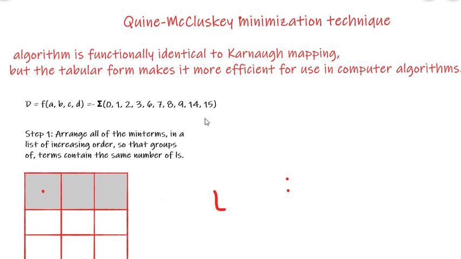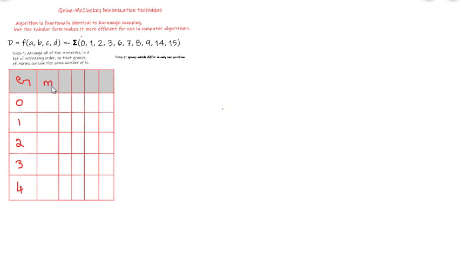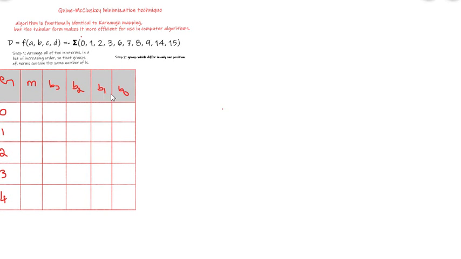Let's try with the example. For step 1, we will create one table in which we can represent the different groupings. The groups are named 0 number of ones, 1 number of ones, 2 number of ones, 3 number of ones, or 4 number of ones. According to that grouping, we will write which minterms belong in each, with the minterm represented as m, and its binary representation. The binary representation here has 4 bits, B3, B2, B1 and B0. We can represent it like this.